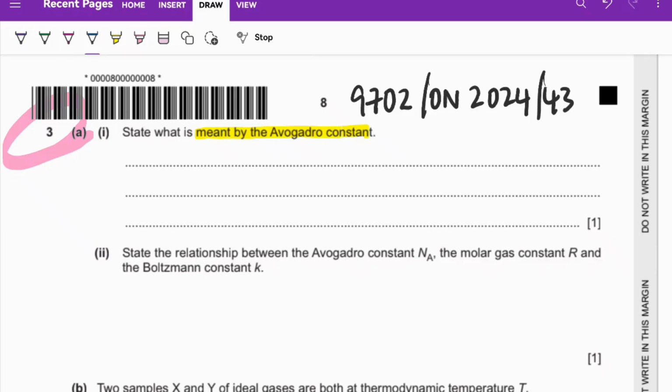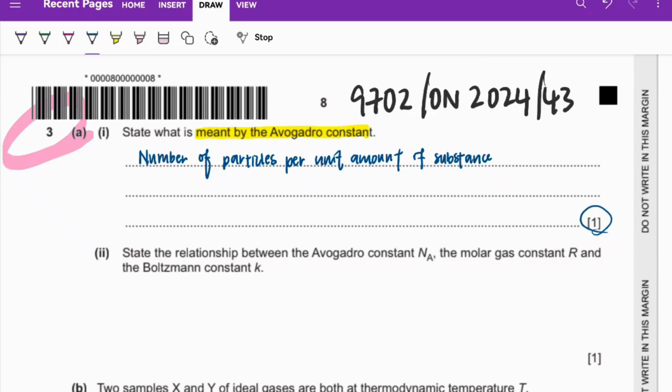Avogadro constant is actually the number of particles per unit amount of substance. In chemistry, they might go into more detail, but in physics it is as simple as that. Number of particles per unit amount of substance. There you go. Got your 1 mark.